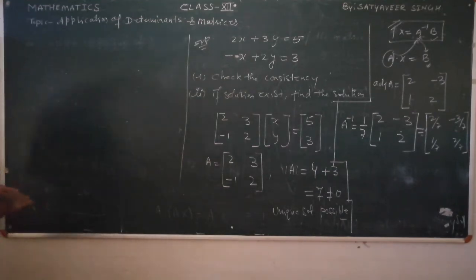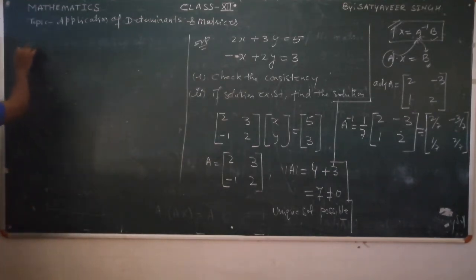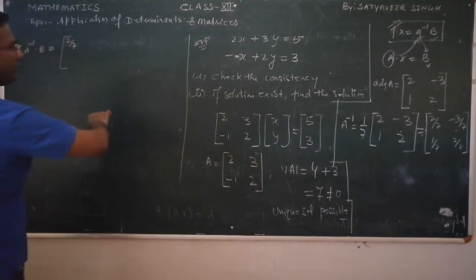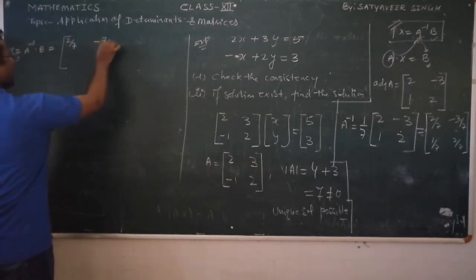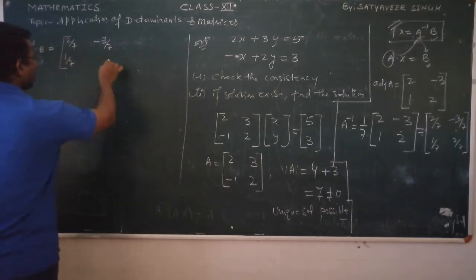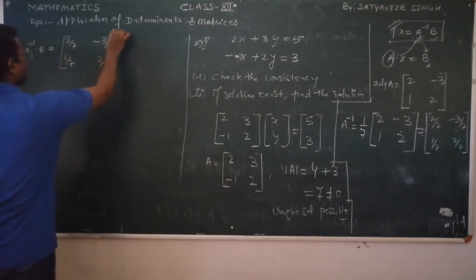See, I am writing here what is A inverse into B, because this is only equal to X. So you will write the matrix A inverse. It is 2 upon 7, minus 3 upon 7, this is 1 upon 7, and this is again 2 upon 7.